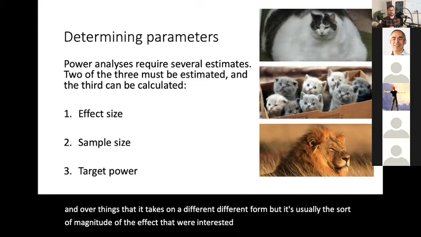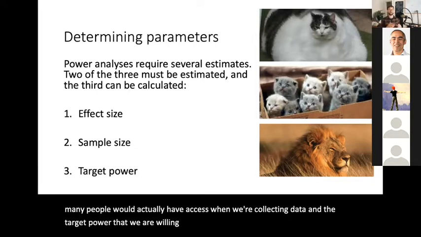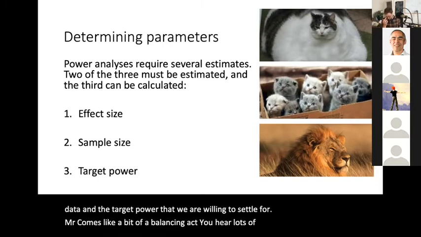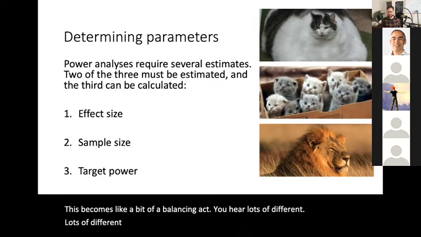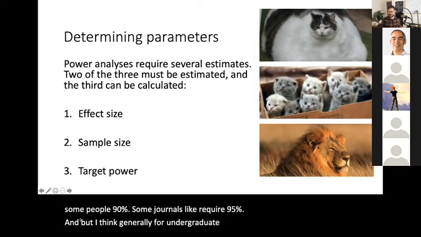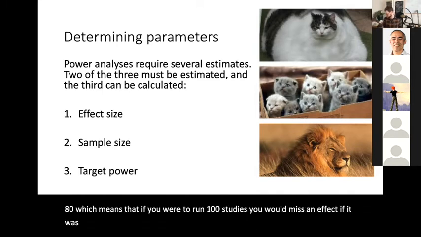Also, the sample size, so how many people we actually have access to when we're collecting data, and the target power that we're willing to settle for. And this becomes a bit of a balancing act. You hear lots of different suggestions about the target power. Some people say 80%, some people 90%, some journals require 95%. But generally for undergraduate degrees, people are usually happy around 80%, which means that if you were to run 100 studies, you would miss an effect if it was there 20 times.